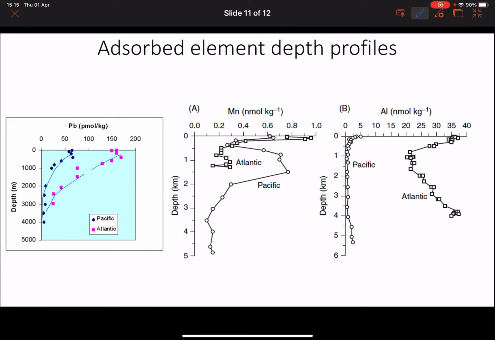And it's for the same rationale as the nutrient-like ones. So you end up with these elements starting to stick to particles. And in the Atlantic, that water is still relatively young. And as it moves through the Pacific, more of the material has been stuck to particles. And so more of it's been removed, which means you have a lower concentration in the Pacific. Manganese and aluminum act like adsorbed elements. There's a little bit more complicated stuff going on with aluminum, but you can see here and get the gist.